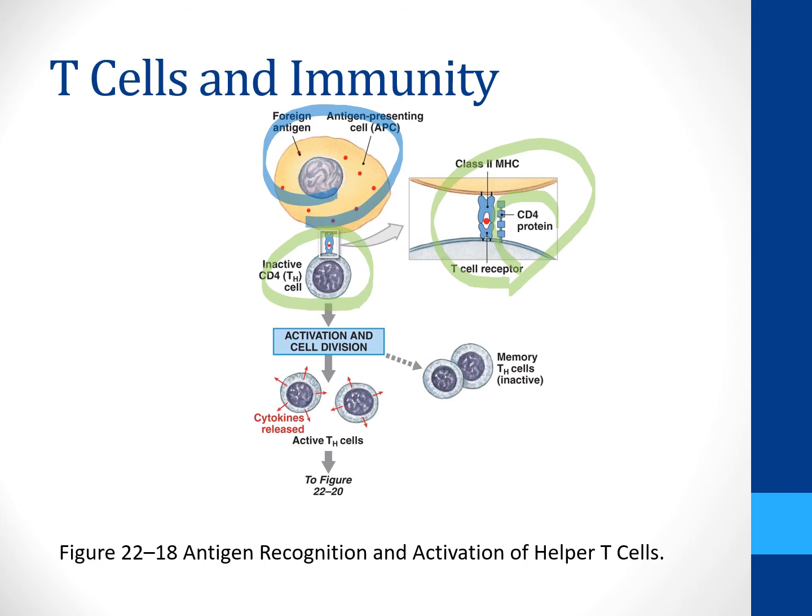Once that binding happens, we've activated the T helper cell, and we've created memory T helper cells. The activated T helper cells are going to go and secrete cytokines, which are going to stimulate B cells and create this antibody-mediated immunity that we're going to talk about soon. The memory cells are inactive until a subsequent exposure to the same antigen takes place, and then the memory cells activate and mount a giant response.